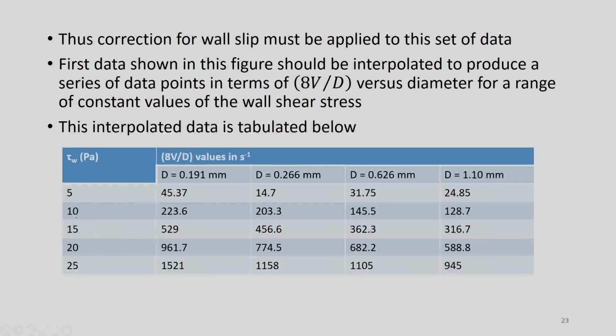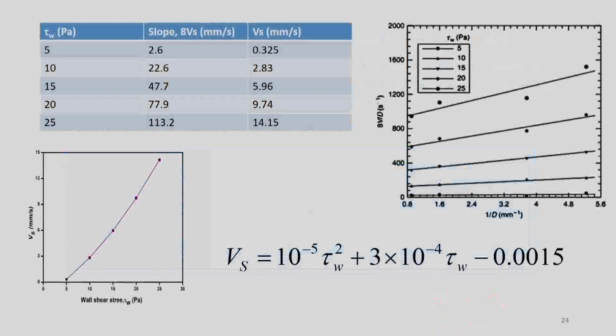Let us say for tau w equal to 15 pascal, 8V by d for the smallest diameter capillary is 529, next is 456.6, next is 362.3, next is 316.7. Like that, for different values of tau w, we have to get this information, right. For each tau w value, we are going to plot 8V by d versus 1 by d. When we plot for each value of tau w, you get almost linear plots, except for the one case of large shear stress.